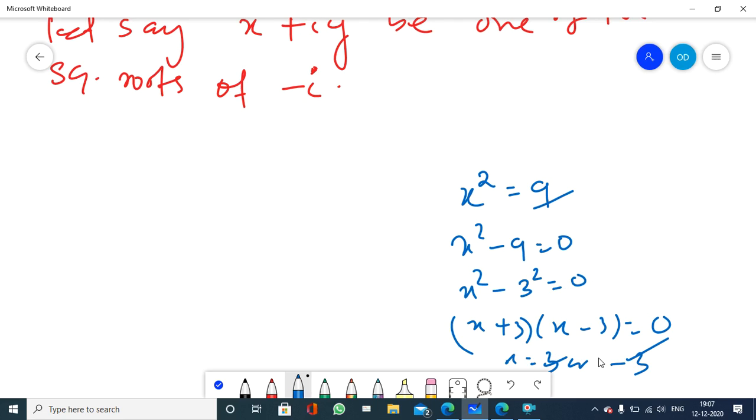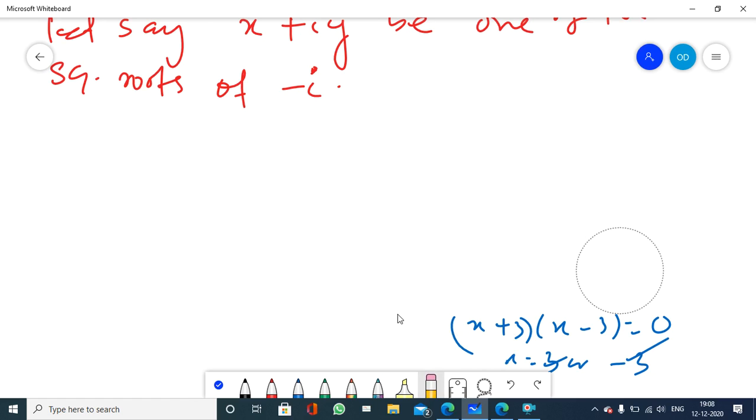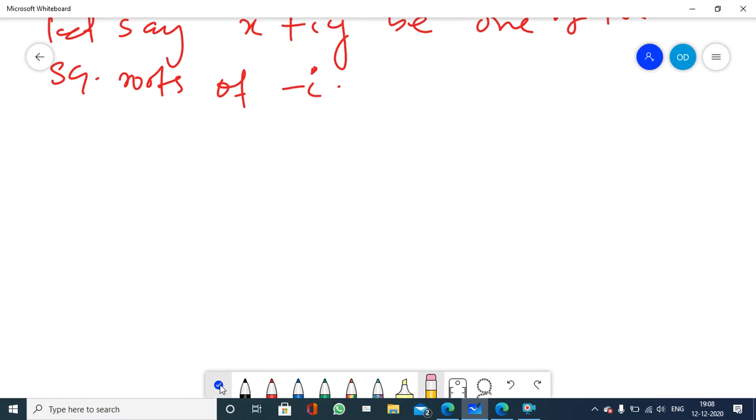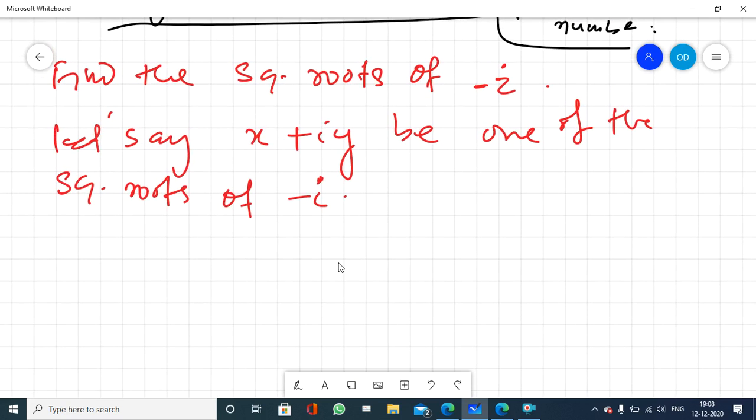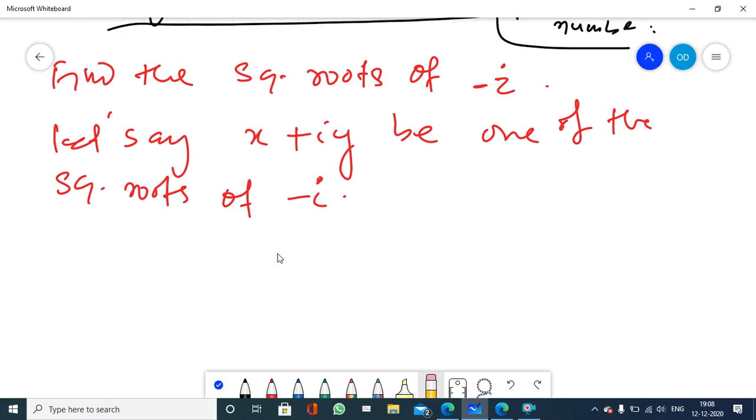First you assume let x be a square root of 9, and with this procedure you find the values of x. Similarly here, let's say x plus iy be one of the square roots of minus i. Remember, the square root of a complex number will also be another complex number. So let's say x plus iy be the square root of minus i.